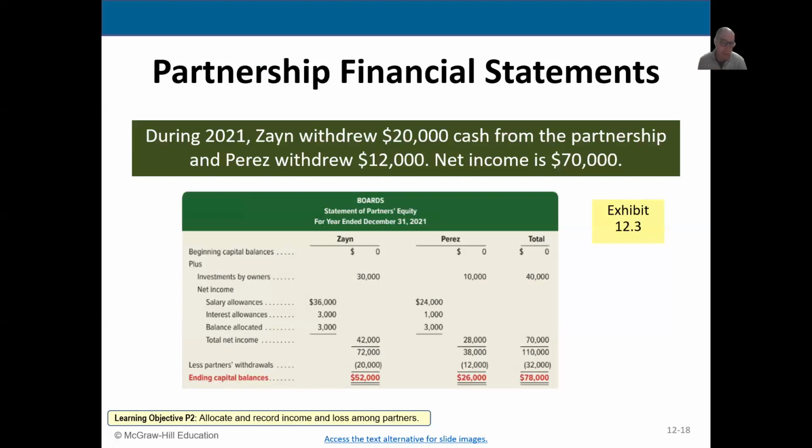The financial statements, they're drawn up the same way as any other company. The only difference here is that the equity, statement of owner's equity, is a little different. Break it out by each partner. That's what this shows us.